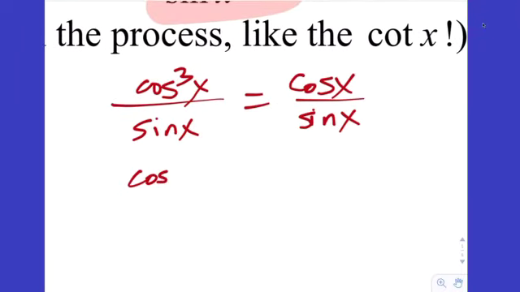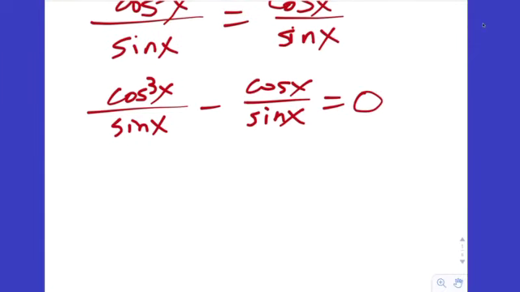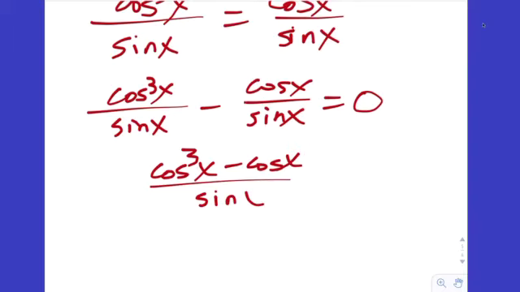So instead, let's bring everything across and we'll set it equal to 0. And now we can get a common denominator. So I got cosine cubed of x minus cosine of x all over sine of x equaling 0.